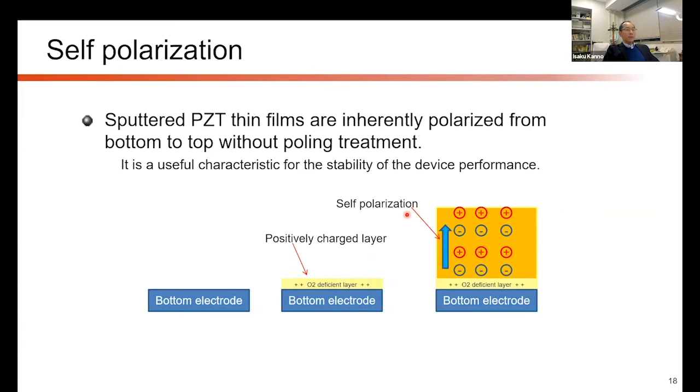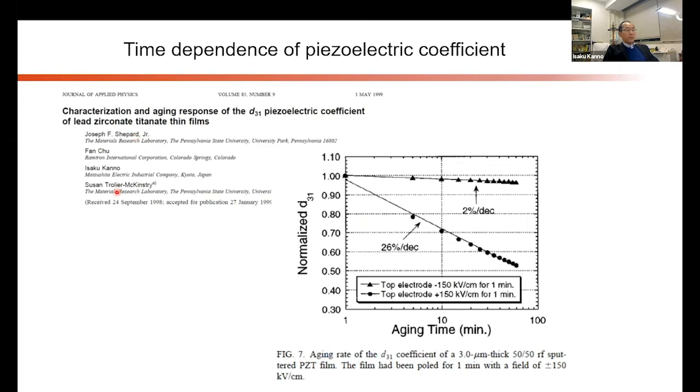It's very useful, especially for long-term sensor applications. Dr. Shepard in the Susan group measured the time dependence of sputtered PZT thin films. It's a very old paper, but it shows that upward polarized PZT thin films, which is the same as the self-polarization, show a very stable piezoelectric coefficient. But if we reverse the polarization direction, the stability of the d31 piezoelectric property rapidly decreases. So anyway, the self-polarization from the bottom to the top in PZT thin films is very stable, which is a very good advantage for sensor applications.